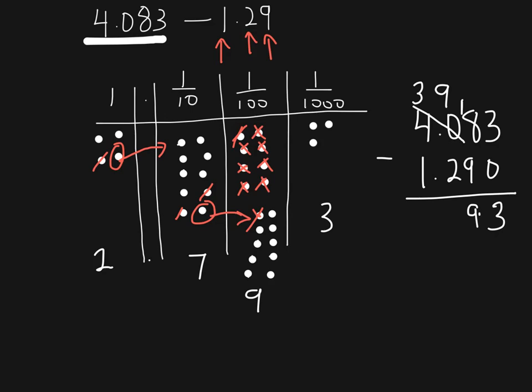And 9 minus 2 tenths will be 7 tenths. And 3 1s minus 1 will be 2 1s. 2 and 793 thousandths, and that is the same answer I got in my place value chart, so I'm feeling confident that it is right.